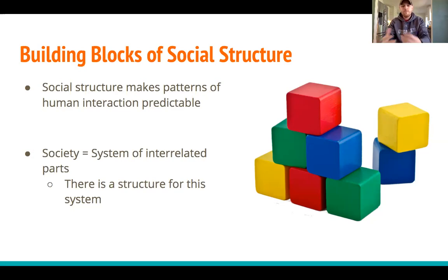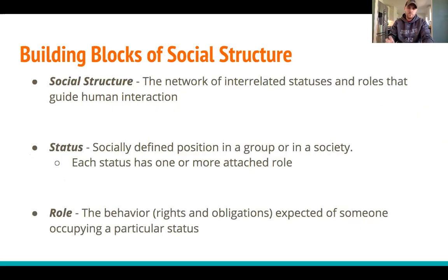And so looking at that example of school, we can expand that out and think of society as a whole. Society is very organized and very structured. And so having it structured makes it predictable. So the definition of social structure is the network of interrelated statuses and roles that guide our human interactions. So if we're going to use the word status and the word role in a definition, we should probably define each of those terms.